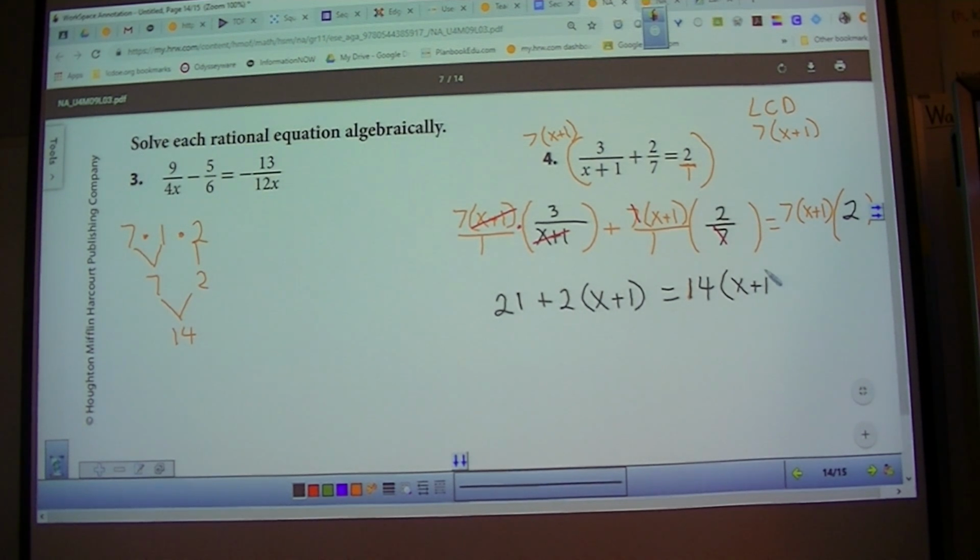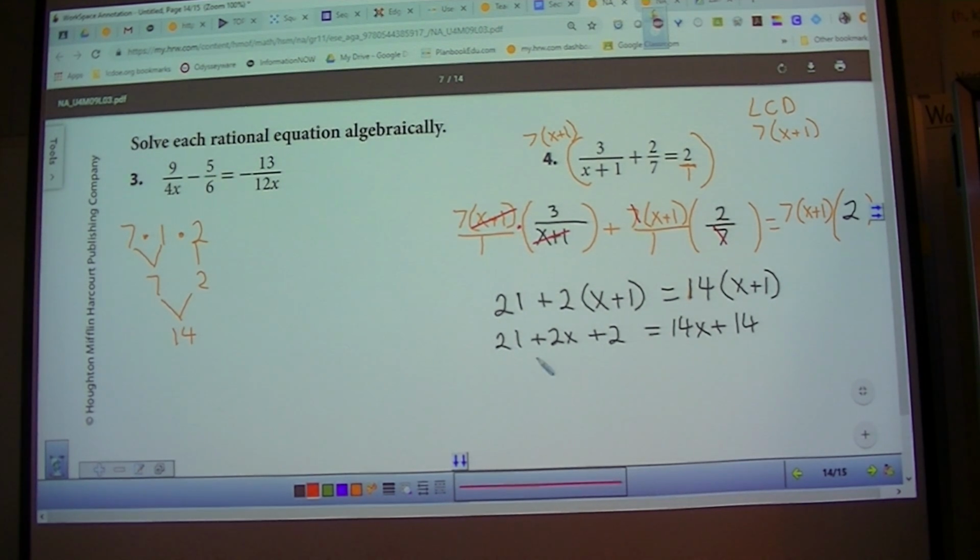Okay? And now we can distribute those out and go from there. So let's keep on going. We got 21 plus 2x plus 2 equals 14x plus 14. Okay, there's no squares running around, so it's not a quadratic or a cubic or anything. So it's just a linear, so we're going to get x's on one side and constants on the other. We got the 14's over here, so let's bring all the x's over here. Seems like the easiest way to do that.